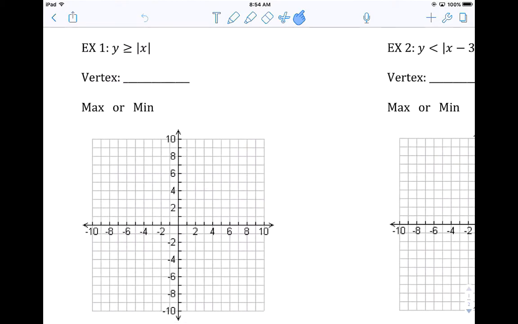So let's start with this first inequality. This is just our parent function, absolute value. That means there are no transformations here. Our graph isn't moving around the coordinate grid. So it's going to start at 0, 0. And then absolute value graphs just go up 1 over 1 each direction, so that they create that V shape that we're used to seeing.